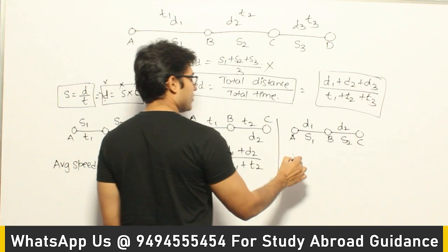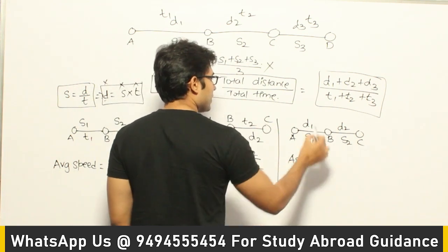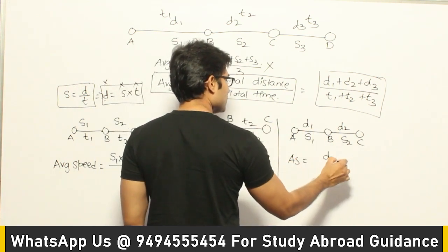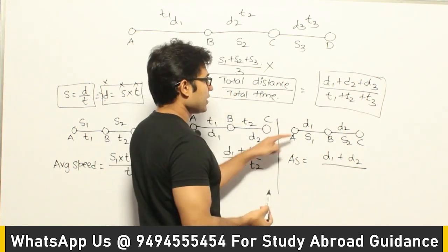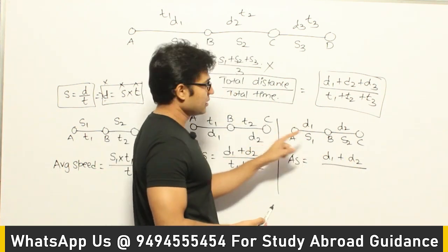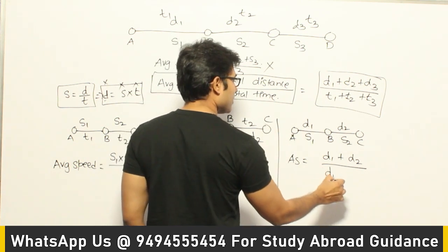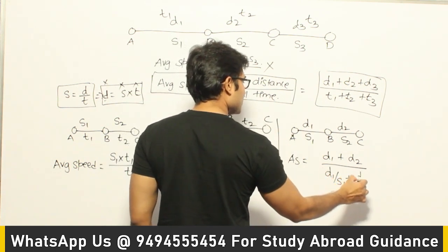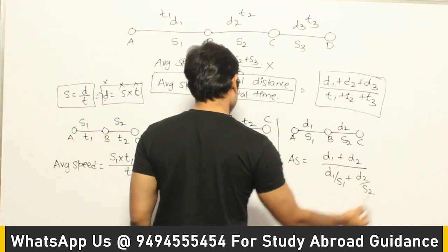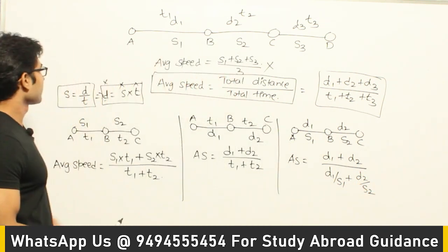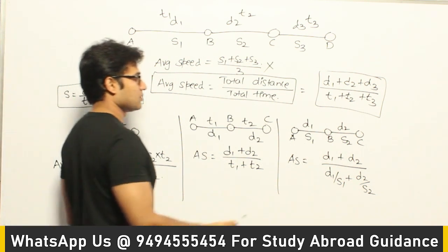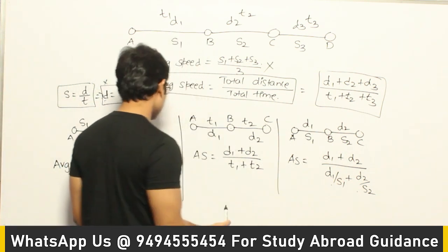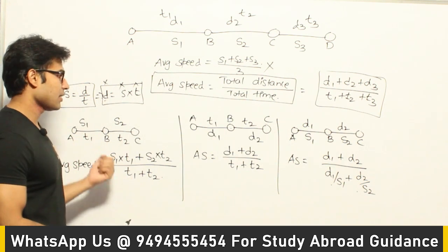In this case, average speed equals d1 plus d2, which is total distance, divided by, we don't know the time. Now what is the time? Distance by speed, isn't it? Therefore d1 by s1 plus d2 by s2. Got it? See, time is distance by speed, so we got this one. So t1 plus t2. So this is how you are supposed to find out the average speed.